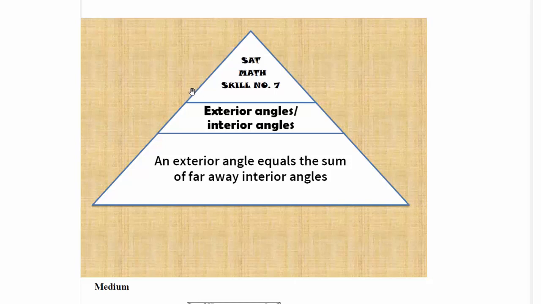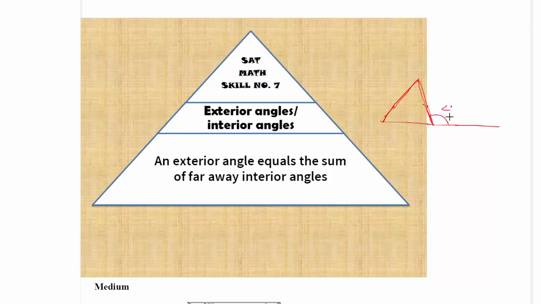SAT Math skill number 7 is related to exterior angles and interior angles. It tells you an exterior angle equals the sum of the far away interior angles. So if you have any triangle and you produce any line, you'll make an exterior angle, and you'll get an exterior angle here like this.